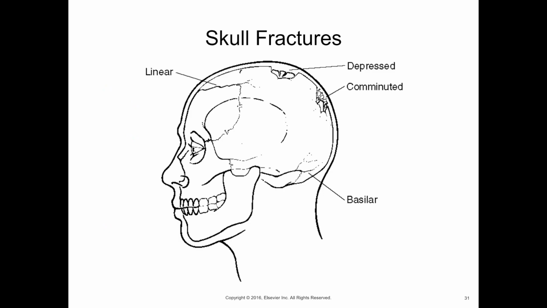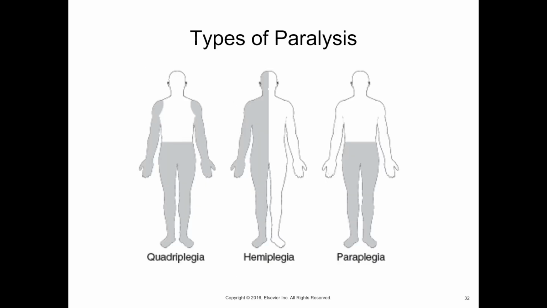So, different types of skull fractures here. You can have basic linear. Depression is what we were just mentioning. Comminuted basically just means it's multi-fragment. And then basilar skull fractures have the potential to be incredibly dangerous. They're one of the skull fractures that's actually associated with bleeding from the ear.